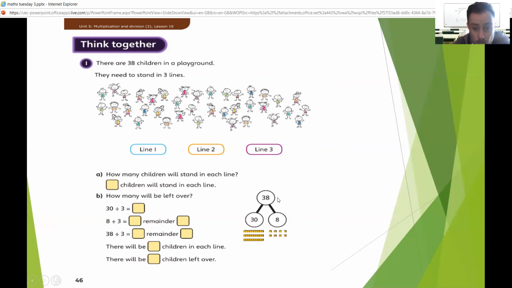Okay, so we've got our part whole down here. We've got 38, and they've split that. They've partitioned it into a 30 and an 8, the 10s and the 1s. Okay, so remember, there's 3 lines. So we need to find 3 groups for these that are equal. So 30 divided by 3.